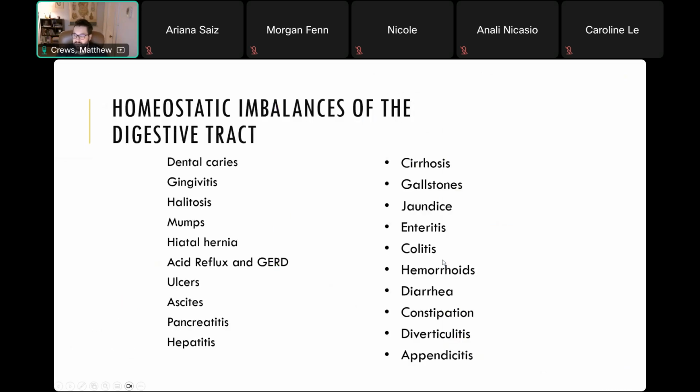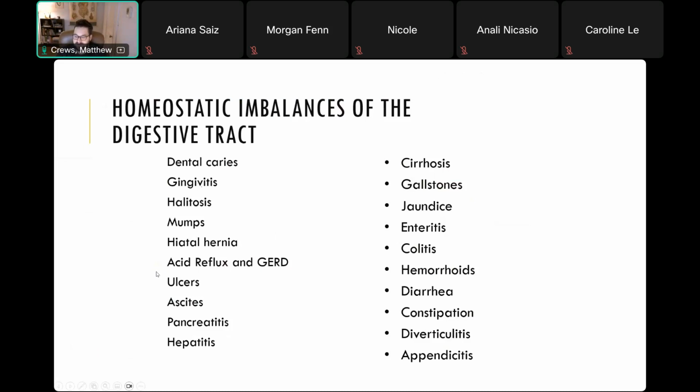Cool, cool. Homeostatic imbalances of the digestive tract. These are things that could go wrong. Really, we'll go really quick. Dental caries, that is a cavity. Gingivitis, gum disease. Halitosis, bad breath. Mumps, virus. Hiatal hernia is a hernia. So if this is the intestine, we've got a hole, we're sticking it up through there, and we're pinching it off. You can't move it through the digestive tract, it's bad.